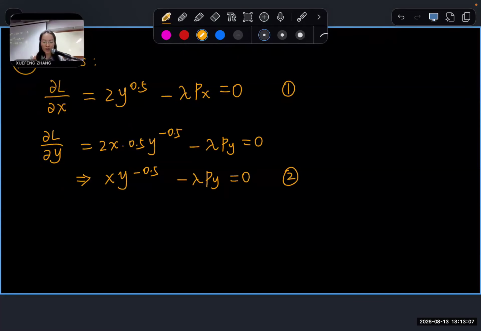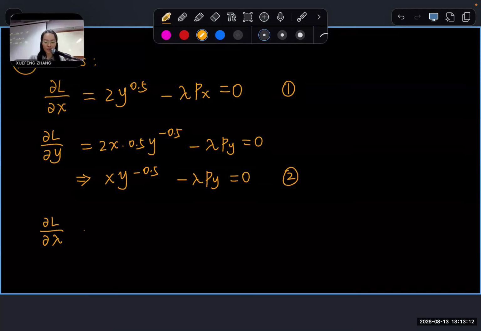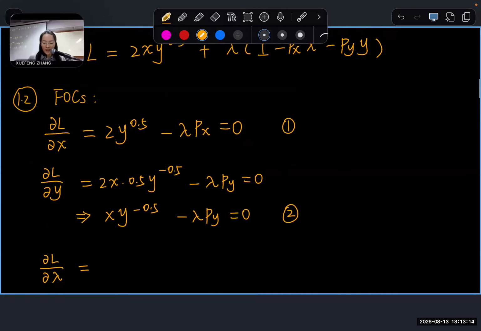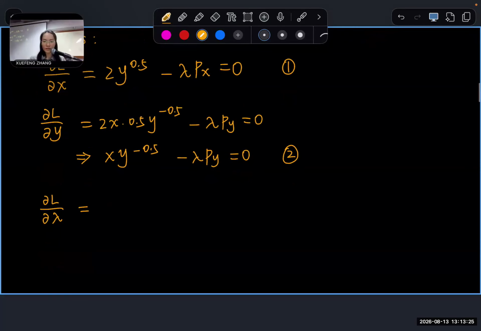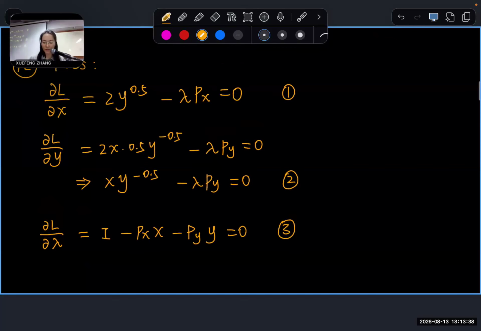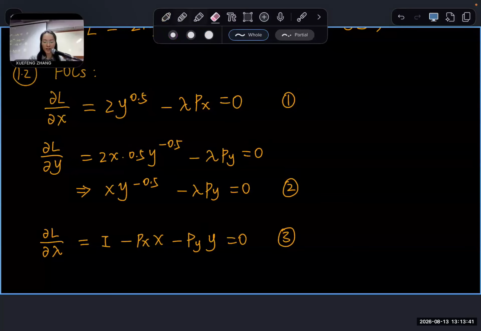The third one, you need to take derivative with respect to lambda. What does it mean? You find the parameter for lambda, which is our budget constraint. So if you take the derivative with respect to lambda, you get our budget constraint I minus px x minus py y equals 0. Okay, these are the 3 equations you should get from the first order condition.